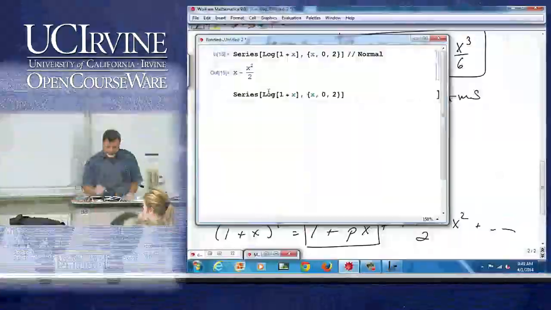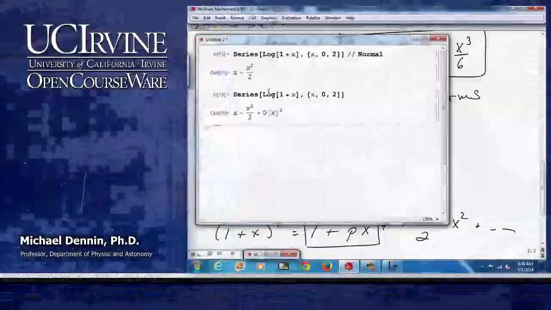What do you mean by normal? Normal is just, if you notice what it did to the command, it's the difference. Let's just type them both so you can compare them. It's the output Mathematica gives you. In the one case, it tells you explicitly what your next order is. In the other case, it just gives you the series to the terms you want.